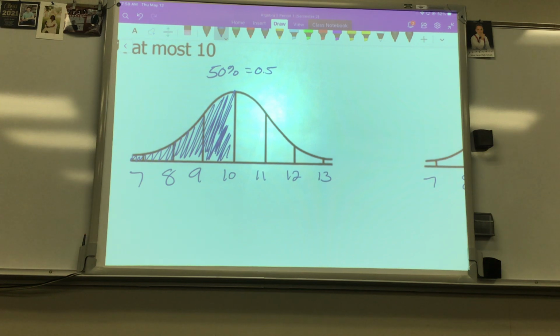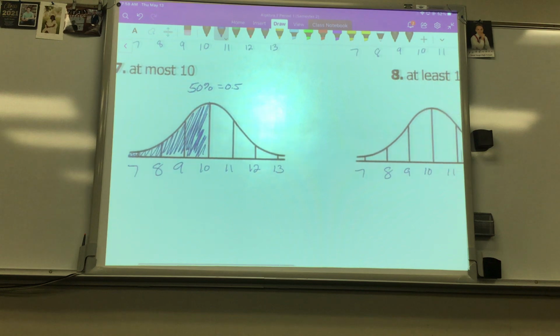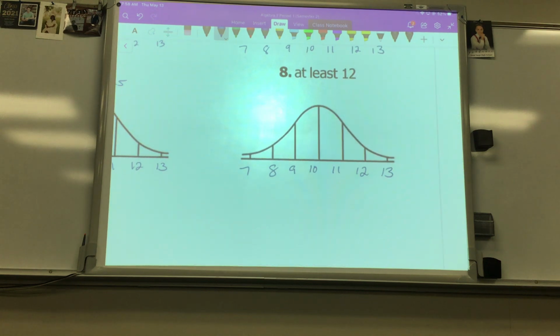Okay, the whole curve represents 100%, right? You got half of it shaded, 50%. At least 12. What's at least mean? Before, like, more than 12 or more, right? At least, that's the smallest value I want to have. So I just got those last two.